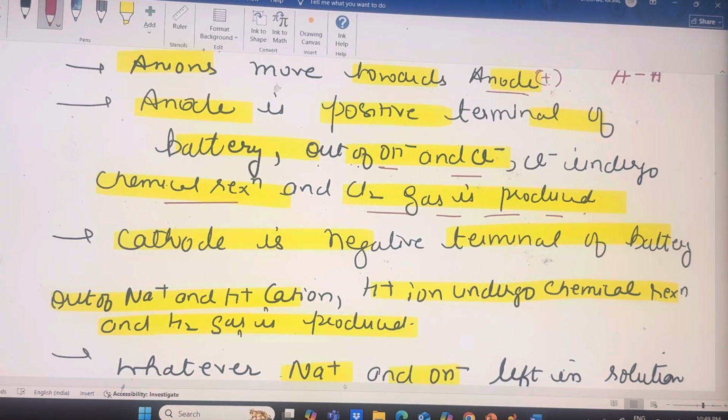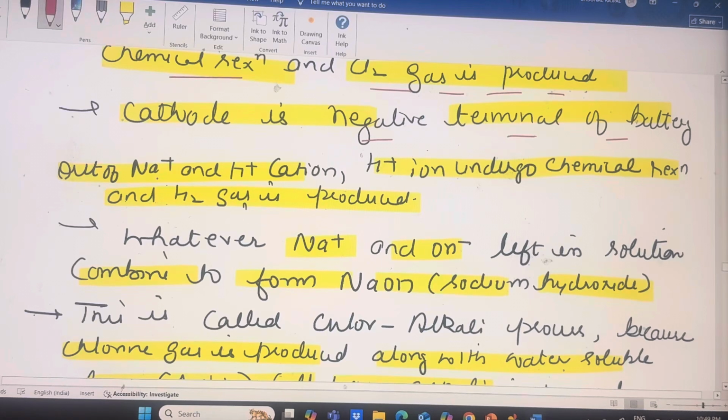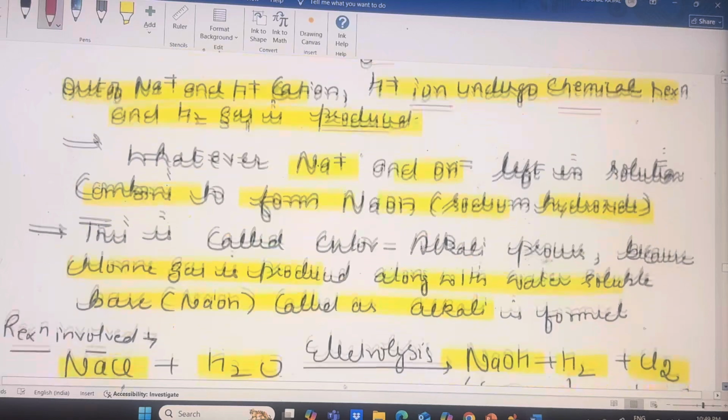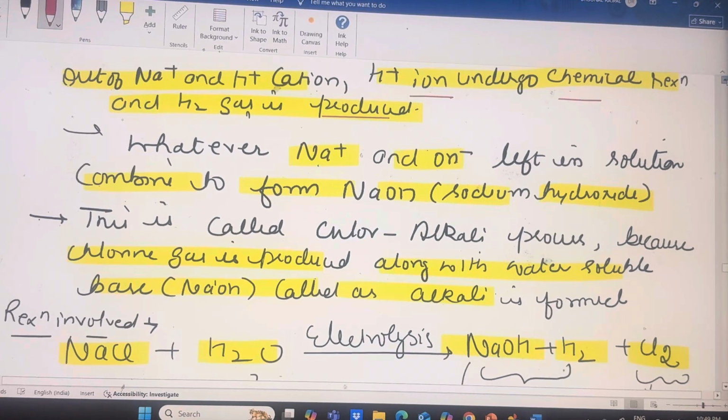And cathode is the negative terminal of the battery. So here at the cathode, sodium ions and hydrogen ions, they both are cations, they reach here. But out of these two, the hydrogen ion undergoes chemical reaction and the hydrogen gas is produced. So at the end, whatever is left in the solution... students, at the anode, the positive terminal, there will always be a negative deposit. So what will be deposited at the positive?